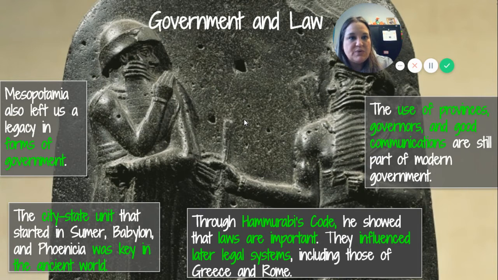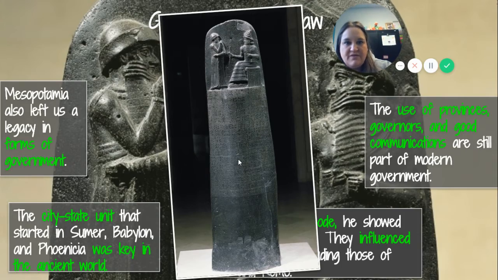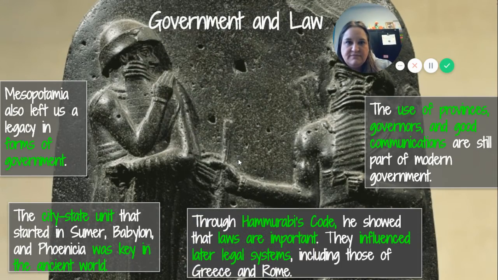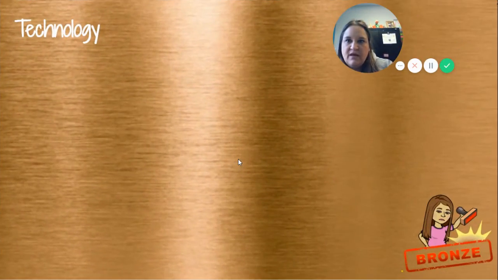They use those. We talked about how they divided up the land into these provinces, which is how we have it in the United States. We have our whole country divided up into states, and each state has a governor, just like them. And we still use good communications. It's still part of modern government, still part of our government today. And again, those are the first written laws.